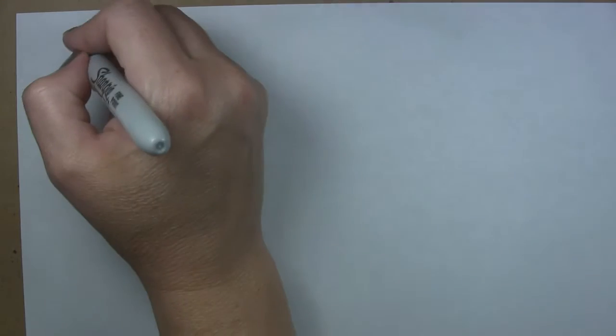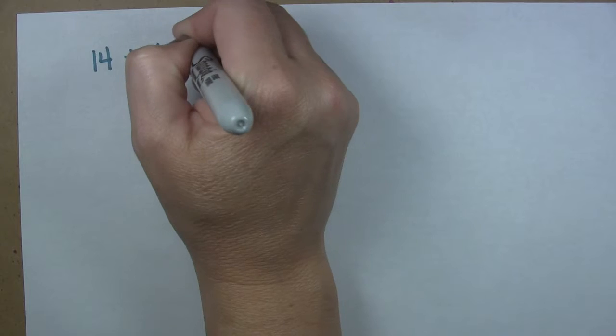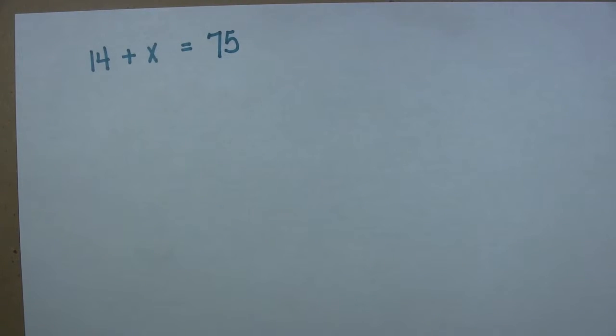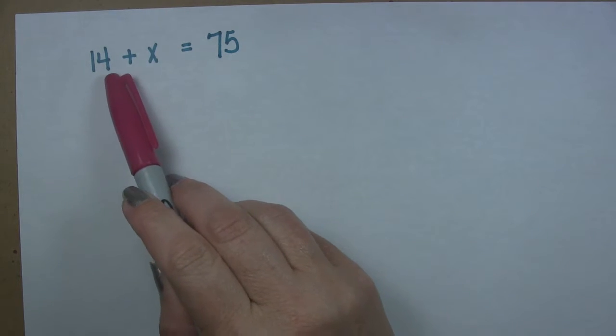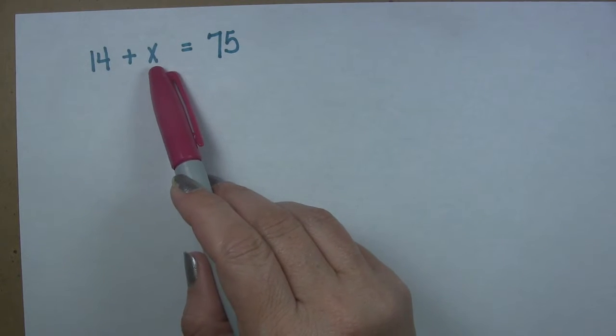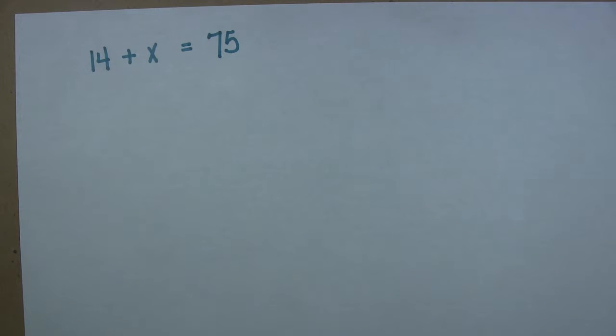Let's do another example. All right, let's say that we have this equation. 14 plus x equals 75. Okay, so now remember, we want to get x by itself. What is messing us up in that regard? Well, this 14 is what's messing us up, right? If we got rid of the 14, then we would have x all by itself, and that's perfect. So how can we get rid of that 14?